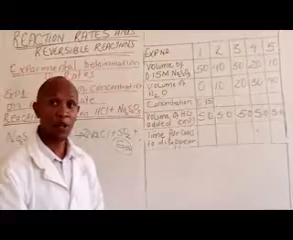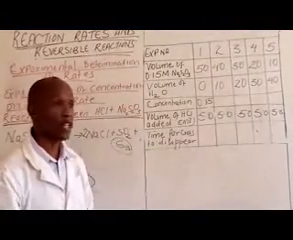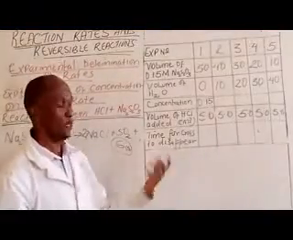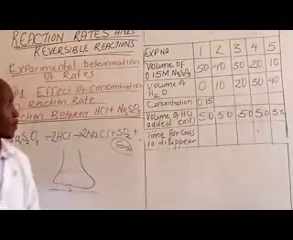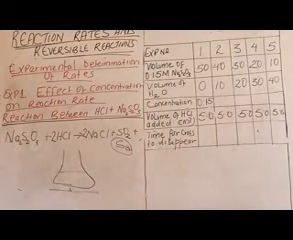Let us now start with the experiment. Experiment number 1. That is the experiment consisting of 50 cubic centimeters of 0.15 molar sodium thiosulfate, no water. I add 5 cubic centimeters and start the watch, and then I'll record the time taken for the cross to be obscured.